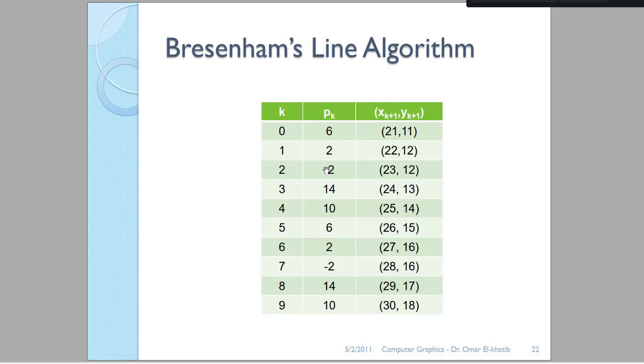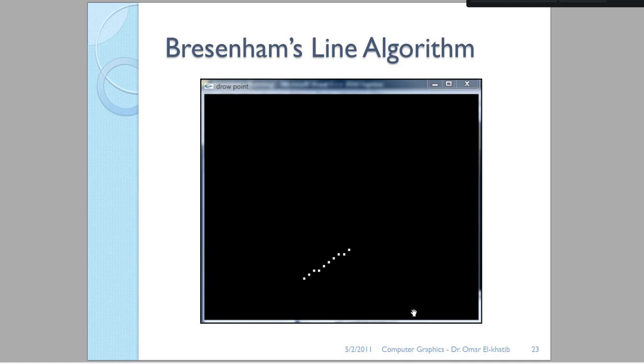When we find p2, it will be minus 2. So p2 is less than 0, we will only increase x, we will not increase y. You can see here, and so on. So at the end we get the last point as 3018. Okay, that's how we do it. So this will be the drawing using Bresenham's line drawing algorithm.